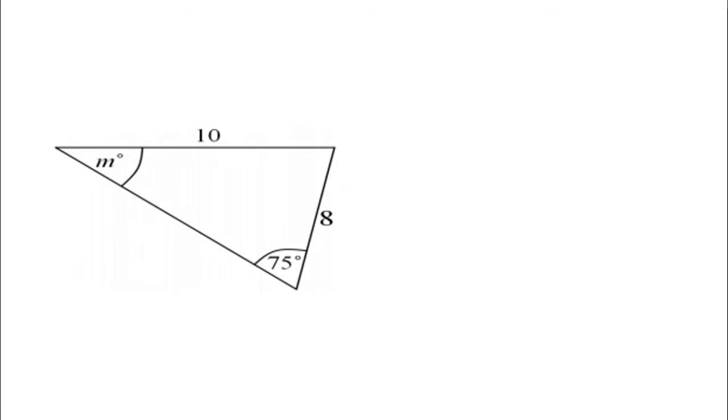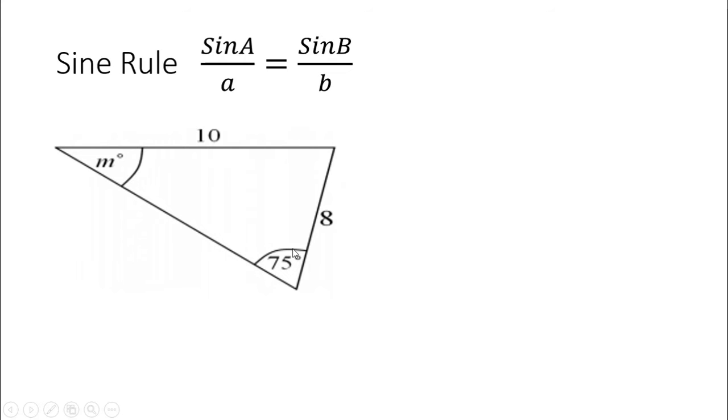Next question, which rule will we use here? Sine rule or cosine rule? We've got two side lengths and we're looking for an angle which is across from one of those side lengths. When one of the side lengths we are given is across from an angle that we're given, that's the sine rule. We're looking for an angle, angle's on top.